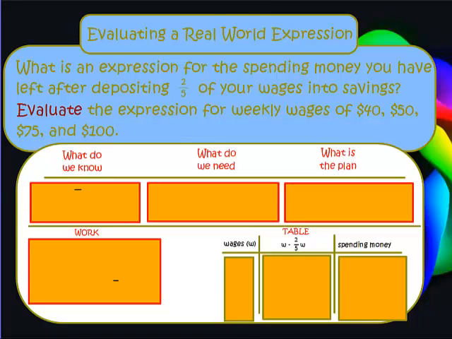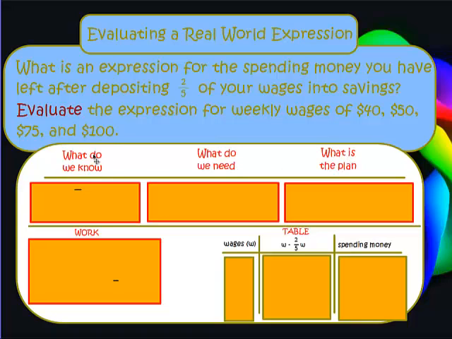We want to come up with an expression for the spending money that you have left after depositing 2/5 of your wages into savings. So we're going to evaluate the expression for weekly wages of $40, $50, $75, and $100. Whenever we have a word problem, we should break it up into a couple of parts. We want to know what we know, what we need, and we've got to come up with a plan. Without these three things, word problems are extremely difficult.